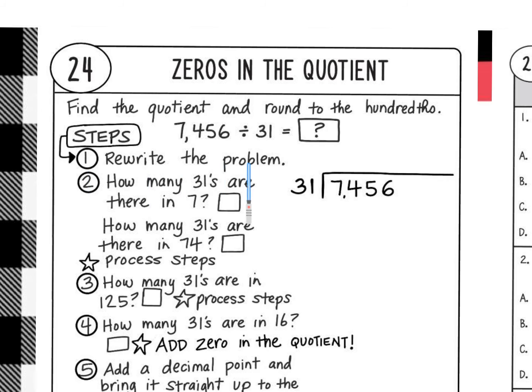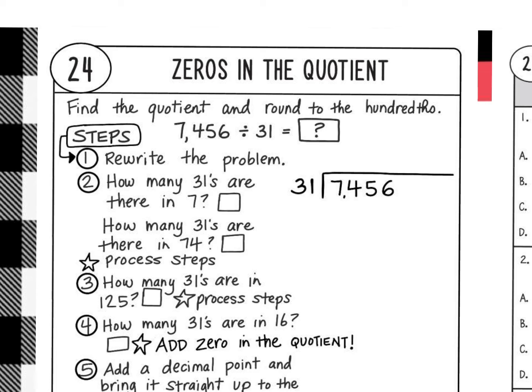So step 1 says to rewrite the problem. You have to set up the problem. You've got to be able to identify what is the dividend, what am I dividing, and then what is the divisor, what am I dividing by. You have to be able to set that up into a problem to solve.